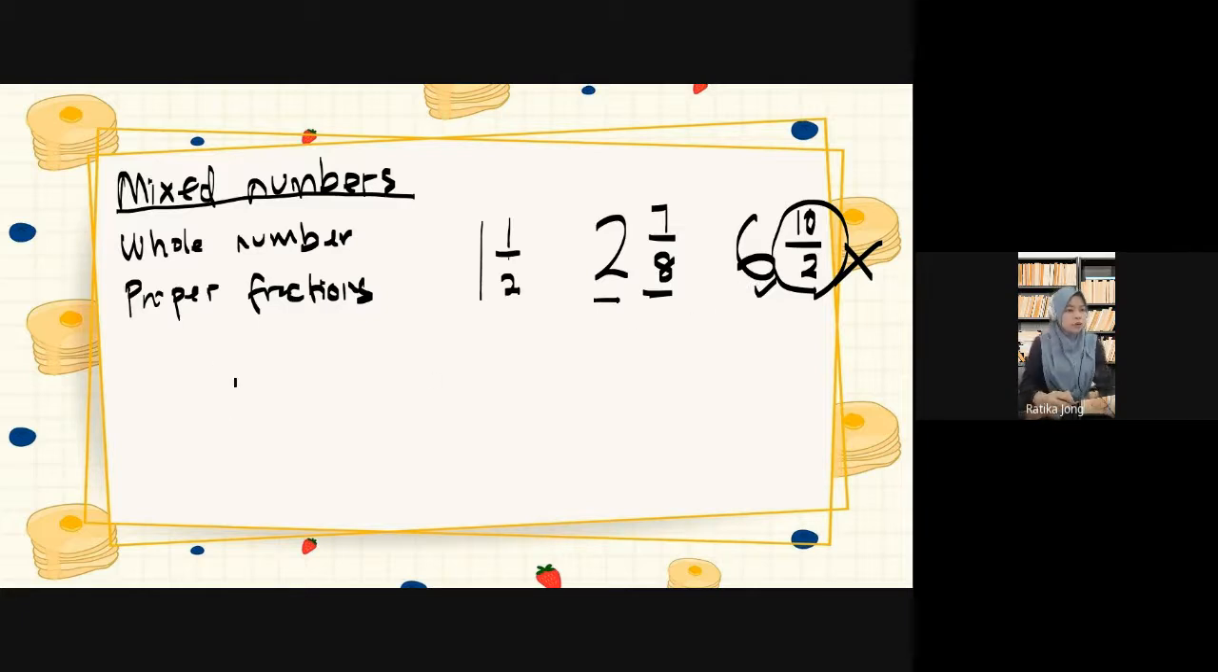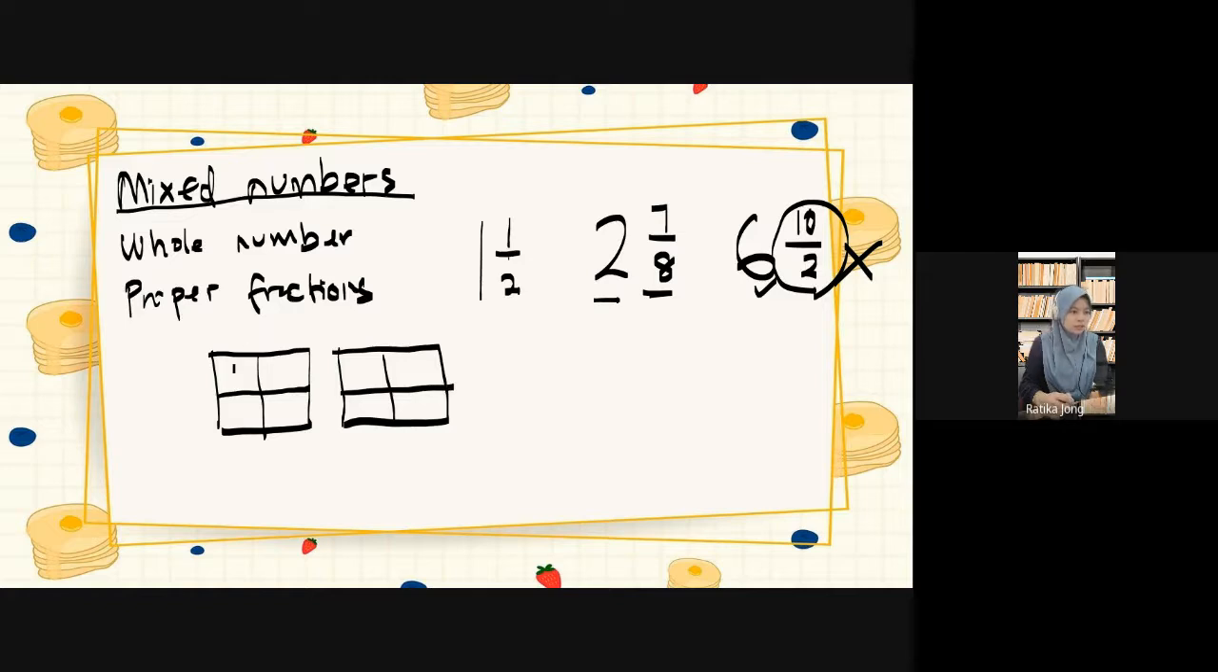So if I have this picture, this diagram, awak anggaplah ini sama besar. Saya lukiskan selalunya terlalu cantik. Awak anggapnya sama besar. So I color this part, and then this one I color 3. Can you please tell me the mixed number for this diagram?